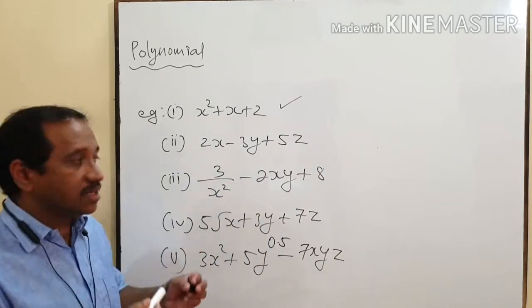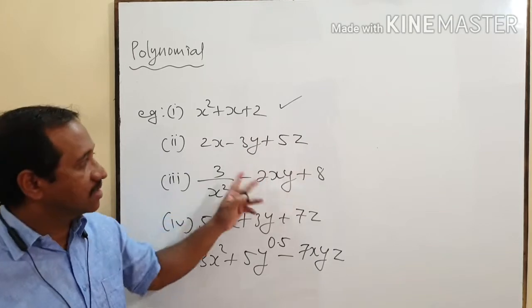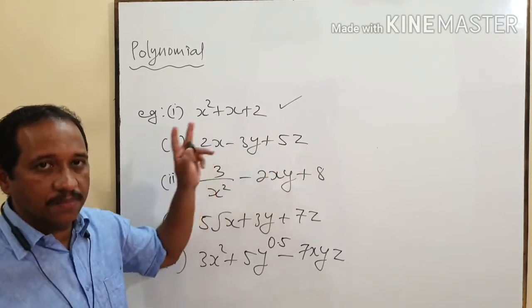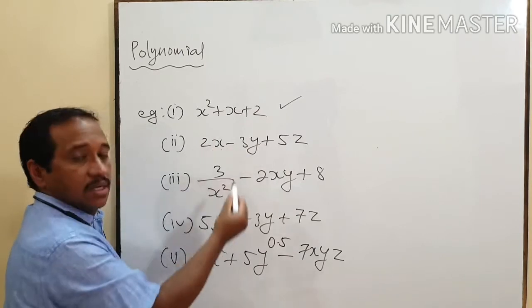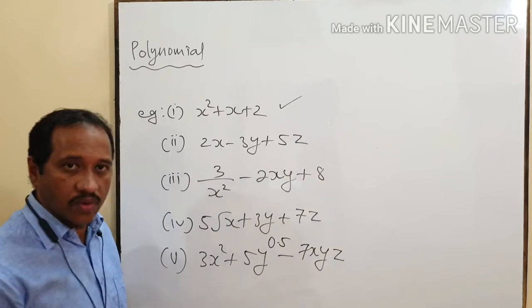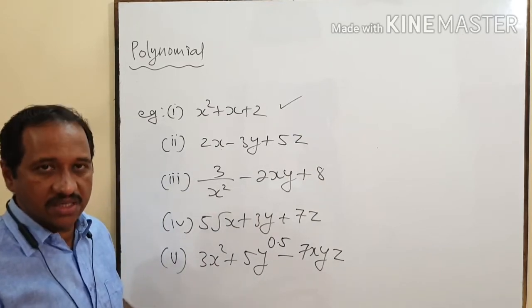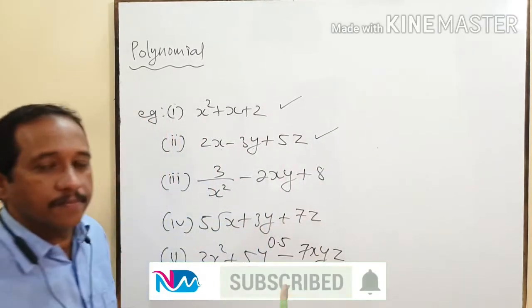Look at the second expression, 2x minus 3y plus 5z. There are three different variables, and the power of x is 1, the power of y is 1, and the power of z is also 1, which are non-negative integers or whole numbers. So this is also a polynomial.